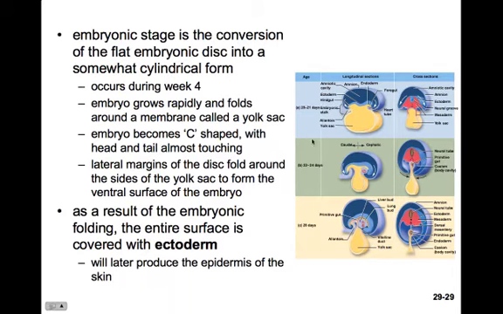In this figure, you can see both longitudinal sections and cross sections of this process as the embryo grows around the yolk sac and as the sides of the plate fold up to form the neural tube. As a result of this embryonic folding, the entire surface is going to be covered with ectoderm. That's the outside layer, so it all makes sense. This ectoderm will later produce the epidermis.